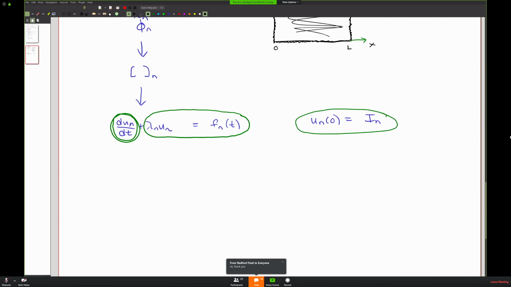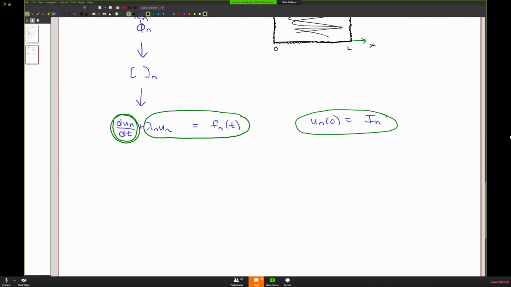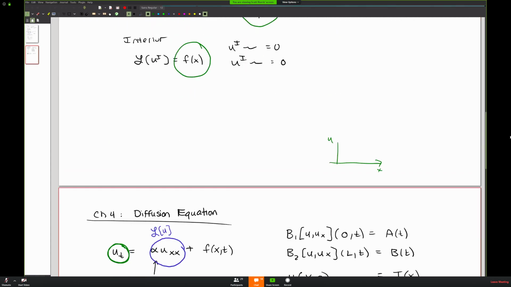Other questions? Before we take a look at problem 4.